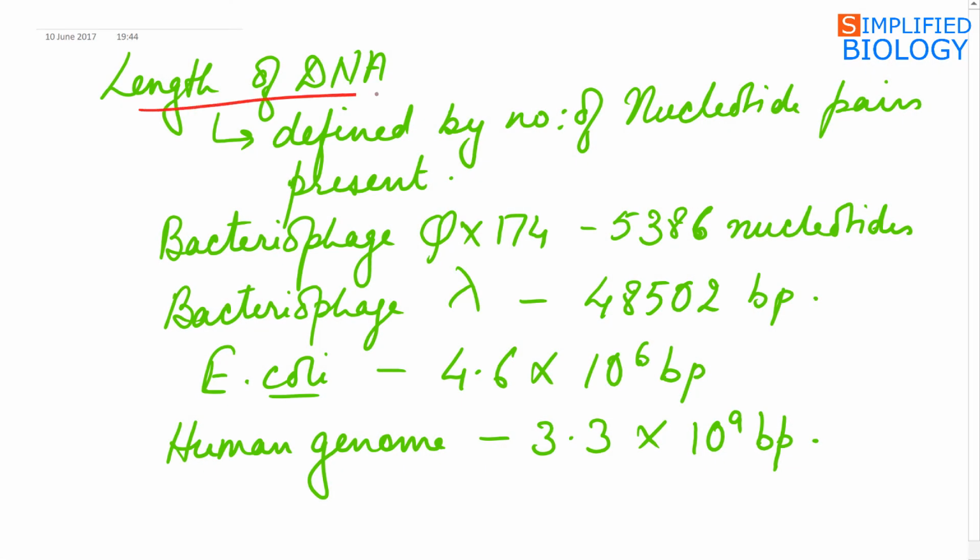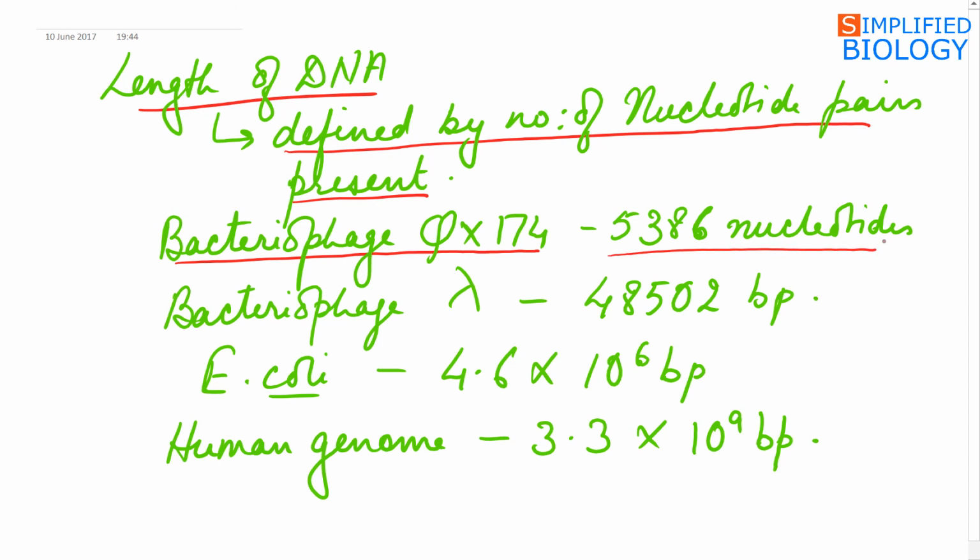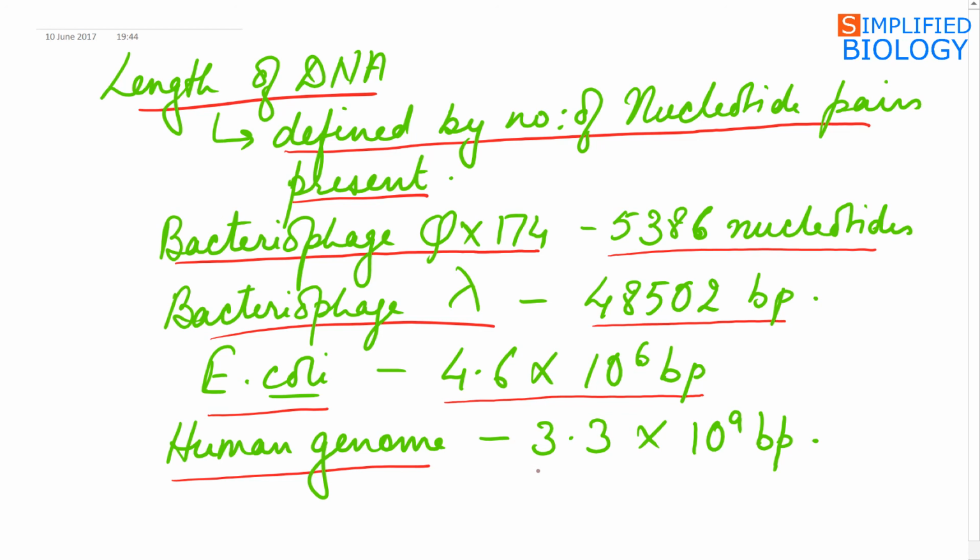Length of DNA is defined by the number of nucleotide pairs present in it. As we know, the size of each nucleotide pair. In bacteriophage, that is phi X 174, there are 5,386 nucleotides. In lambda bacteriophage, there are 48,502 base pairs. In E. coli, 4.6 into 10 to the power 6 base pairs, while in a human haploid genome, there are 3.3 into 10 to the power 9 base pairs.